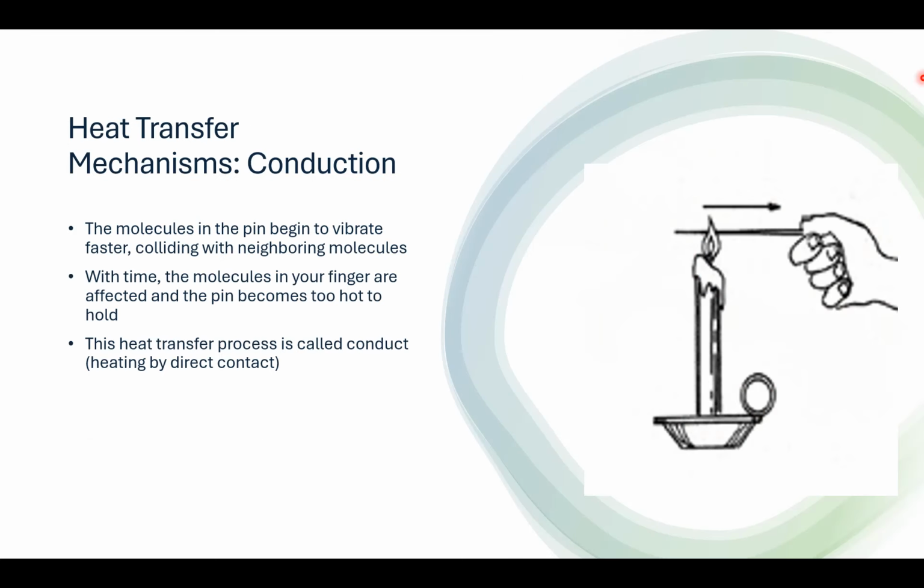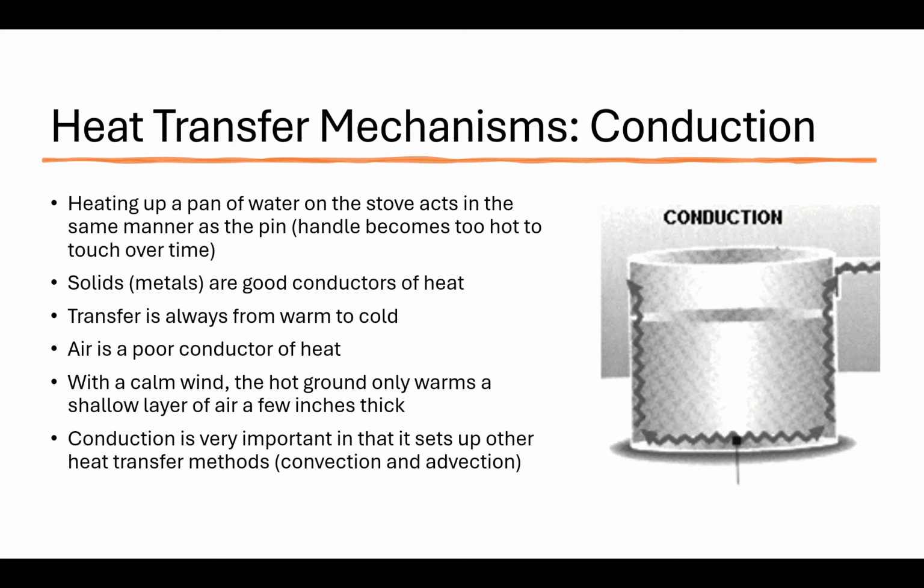Here are some examples. Again, if you're holding this pin over this open candle flame, the molecules along the pin are moving faster and faster, and they're colliding with neighboring molecules. With time, this molecular motion increases so much that the temperature of the pin heats up and works its way down the pin to your finger, and you're simply going to drop it because it's too hot. It'll burn your skin. Additionally, with conduction, we can use the analogy of cooking in the kitchen, where you're heating up a pan of water on the stove, and that acts in the same manner as the pin we just covered. Eventually, the handle may become too hot to touch over time.